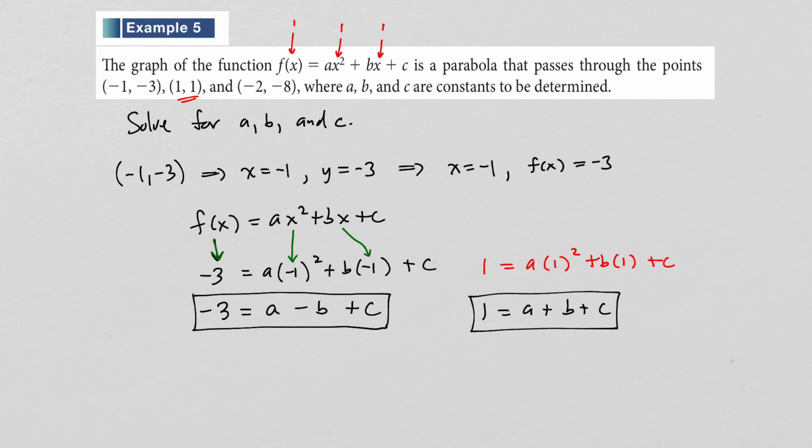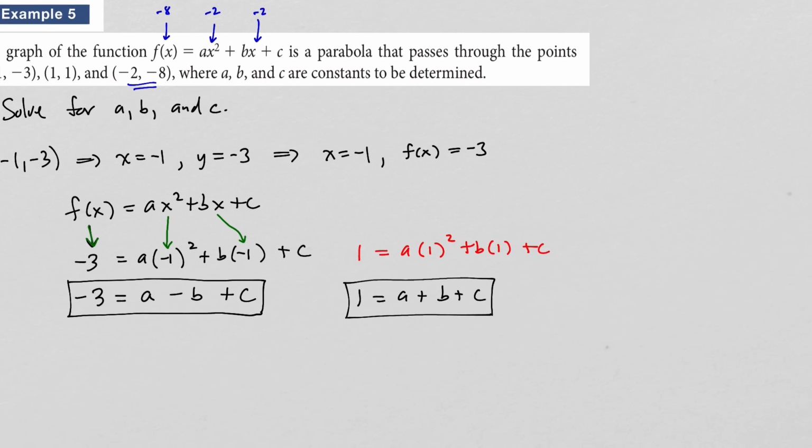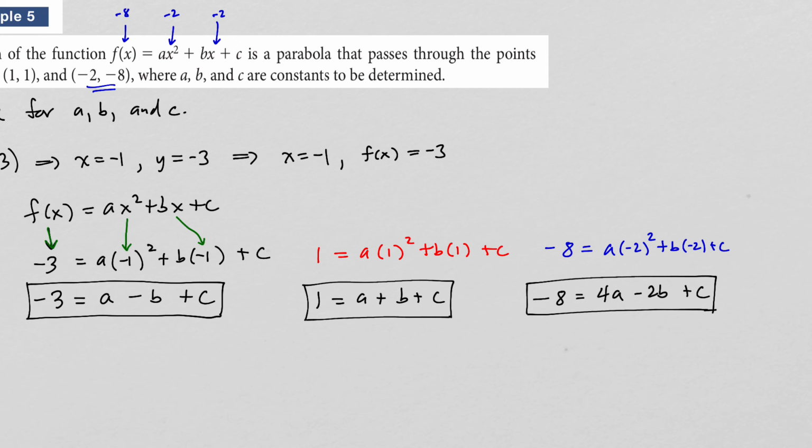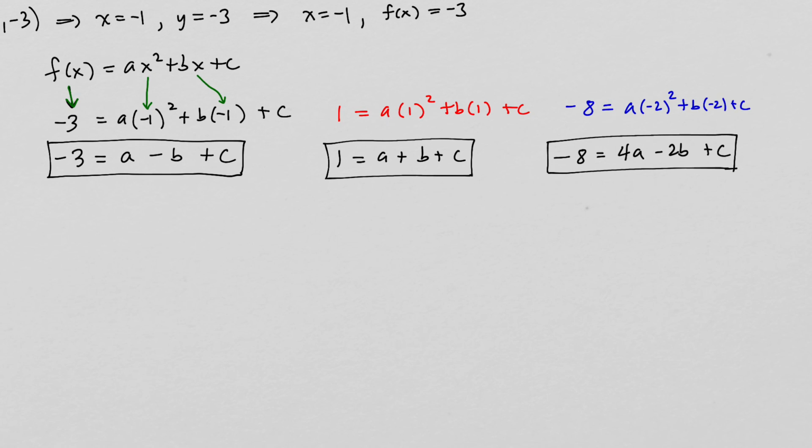And then if we do it one more time, we can do it with this point, (-2, -8). That means when x is replaced with -2, f of x is replaced with -8. And if we do that, we get -8 is equal to a times (-2) squared plus b times (-2) plus c. And that gives us the equation -8 equals 4a minus 2b plus c. So you see what we've done here is create a 3-variable system. I now have 3 equations and 3 unknowns.